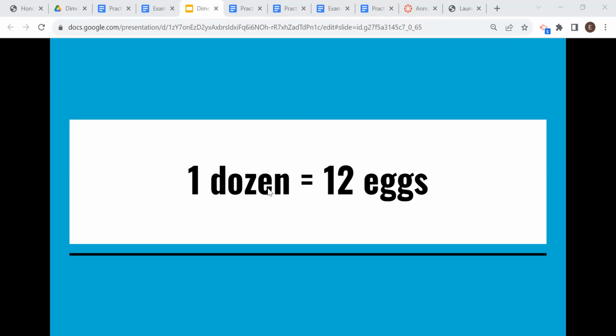We have 1 dozen equal to 12x. Dozen is a different unit from x, but they are equivalent, because if I ask you, give me 1 dozen of egg, you give me 12x. So these two are equivalent. So in problems about dimensional analysis, you are given something in 1 unit and you're asked to find the equivalent in a different unit. That's what it means. So let's look at an example.